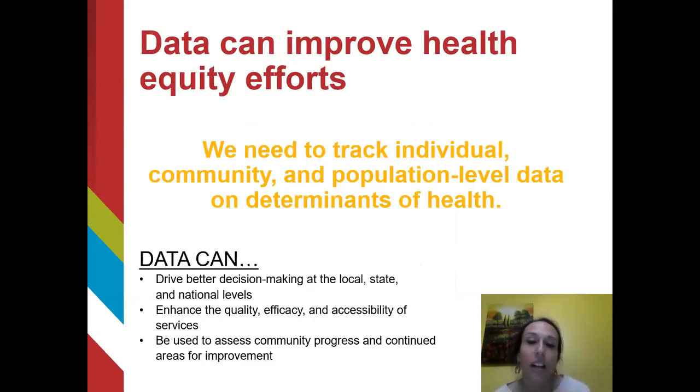We need to track individual, community, and population level data on the determinants of health, because we know that data can improve our efforts to achieve health equity. Data can help us to make better decisions at a local, state, and national level. It can also help us to enhance the quality and the efficacy of the services that are provided by community organizations and healthcare institutions and other stakeholders. And we know that having data can help us to assess our progress and help us to identify what are those areas where we need to continue to grow and develop.